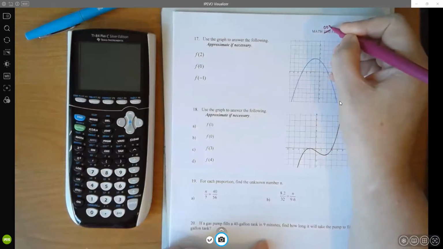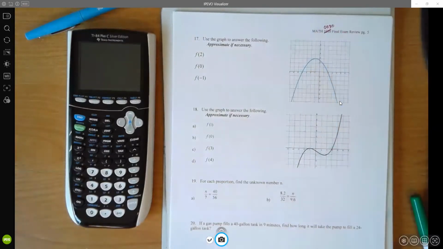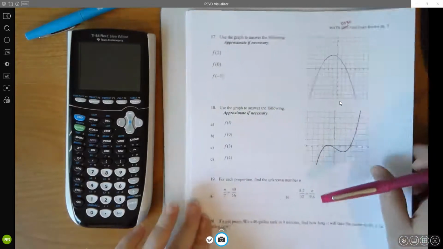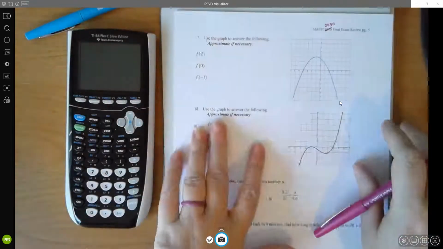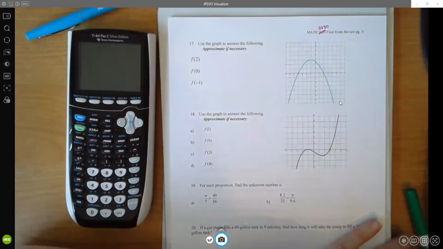That is a typo. And we are on page 5. Let's just dive right in and look at number 17.